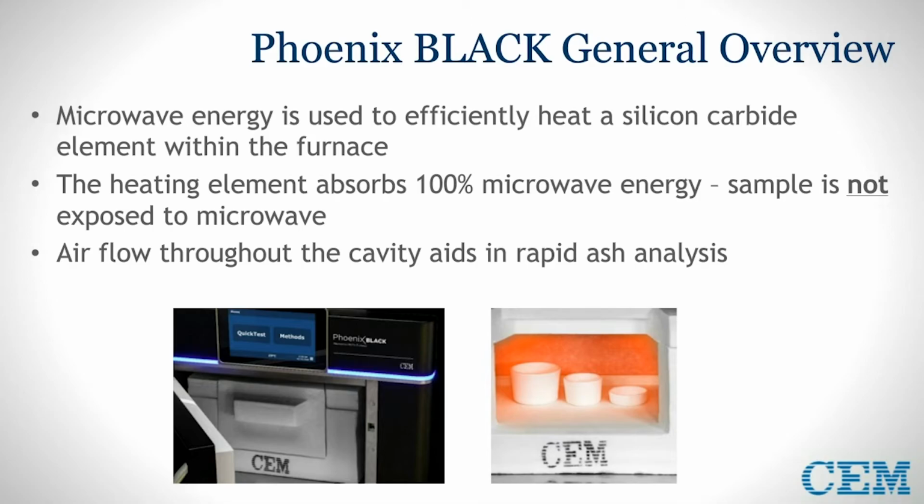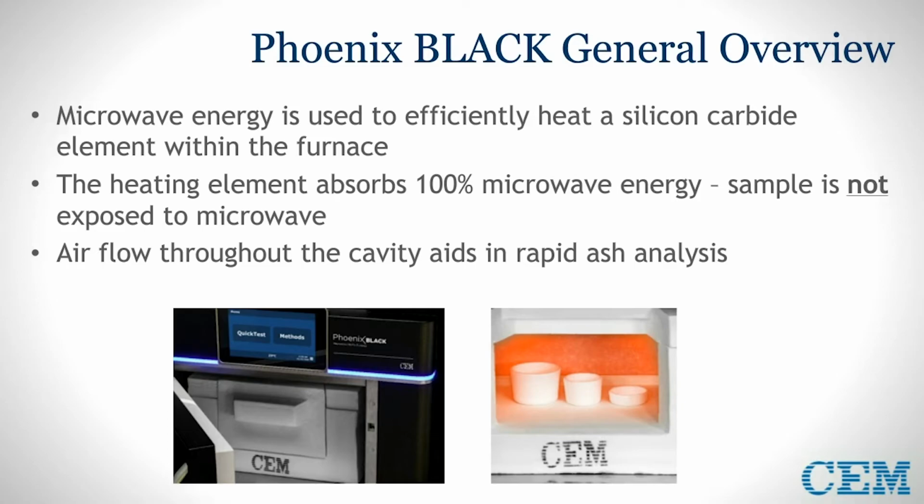It's important to note that the sample is not exposed to microwave in any way. So not only is your sample not being exposed, but same goes for crucibles. What that means is you can use any type of crucible inside the Phönix Black muffle furnace, including platinum. In addition to the unique heating design, the Phönix Black also uses active ventilation, which not only speeds up the ashing process, but also allows it to be operated anywhere in the laboratory. It does not need to be placed inside a fume hood.